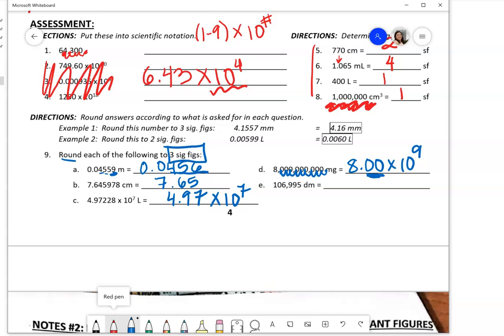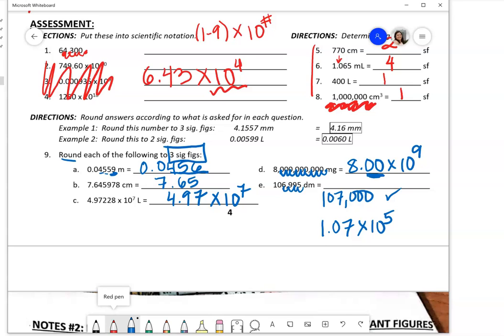And then once more, again, I only want 3 sig figs. I could round this off to 107,000, and that is 3 sig figs, and that is fine. I could have also converted this to scientific notation. I could have said 1.07 times 10 to the, let's see, 1, 2, 3, 4, 5.